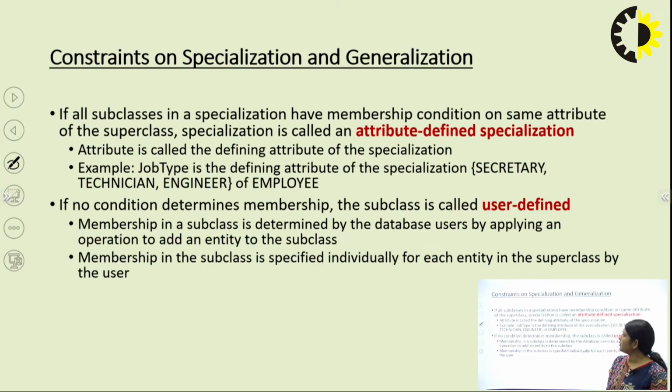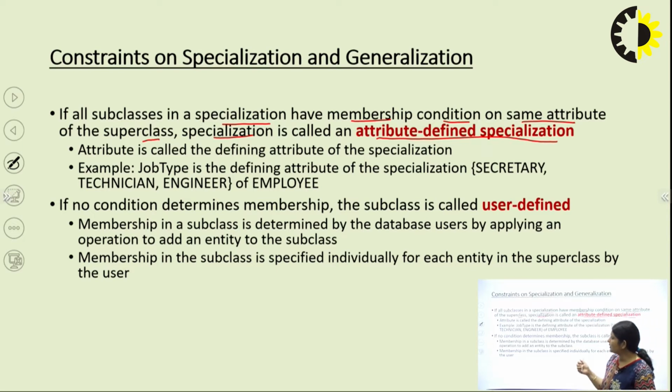Now, a very important concept: the constraints that can be applied on specialization and generalization. If all the subclasses in a specialization have a membership condition on the same attribute of the superclass, the specialization is called an attribute defined specialization. That is, there is a similar attribute based upon which we have the specialization.